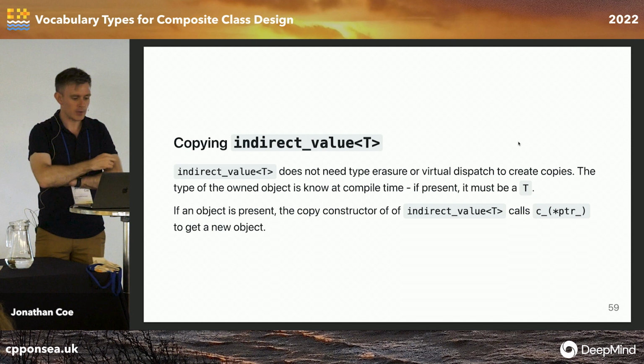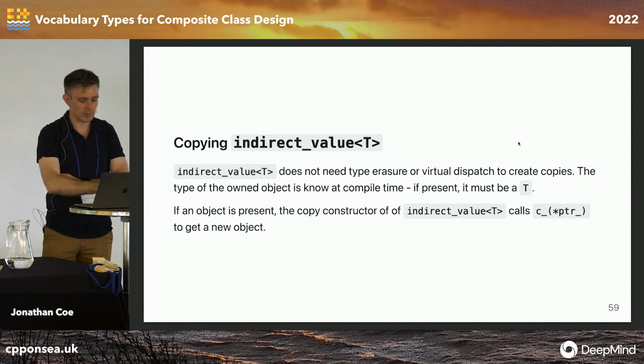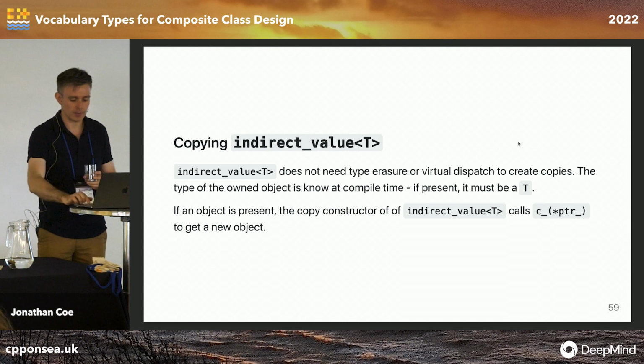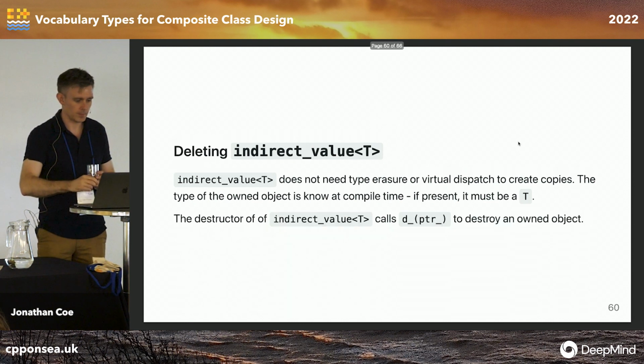So as we said, we don't need type erasure or virtual dispatch to create copies of an indirect value. The type of the owned object is known at compile time. If present, it needs to be a T. If the object's present, then the copy constructor of indirect value will just call its copier on the dereferenced pointer to get a new object. And deleting is similarly simple. We know what's in there, so we'll just call the deleter on the pointer to destroy an owned object.